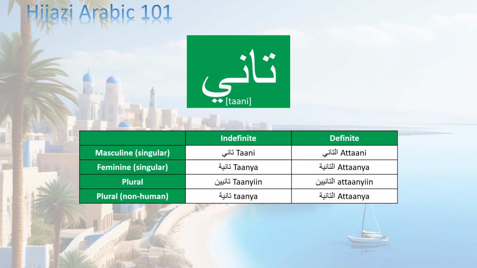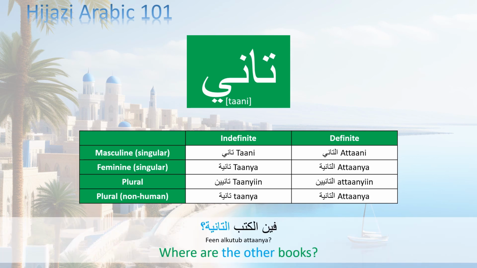The non-human plural is used when talking about objects or animals. For example, you can say فين الكتب التانية? Where are the other books? So in this sentence, books are a plural noun and books are not humans, so we use the plural non-human form of the adjective tani. And here in this sentence, tania means other, which is the second meaning we're learning today.